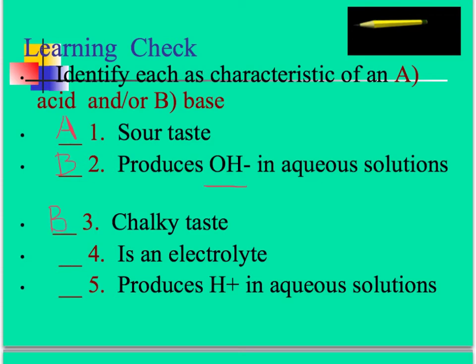Is an electrolyte. Well, both acids and bases produce ions, and we know that ions are what make a solution electrolyte. So for is it an electrolyte, it's both of them. And then number 5, produces hydrogen ions in an aqueous solution. We know that's a characteristic of acids.